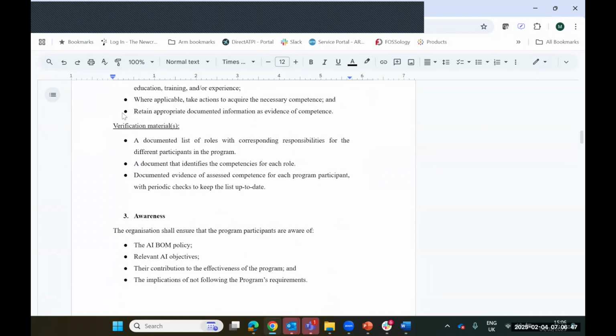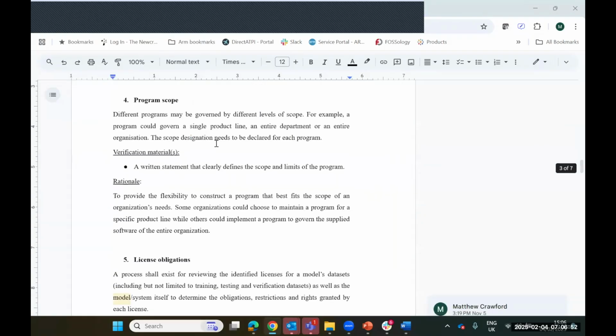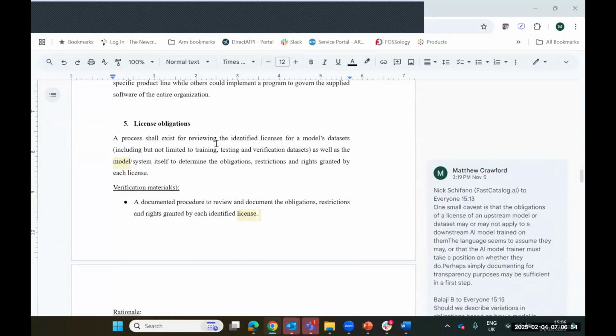And good to see Nick on the line, because the first one was a comment that Nick had brought up last time. So we talked about the license obligations for model data sets, and the proposed wording that we had was, as you can see on the screen, a process shall exist for reviewing the identified licenses of model data sets, including all the different types of data sets, as well as the model system itself, to determine obligations, restrictions, and rights granted by each license.